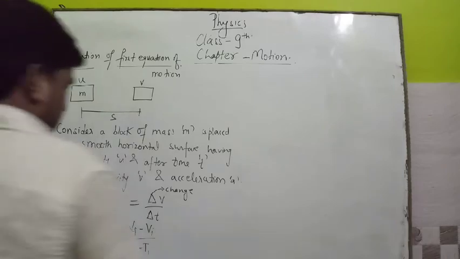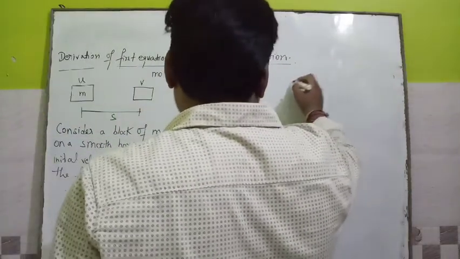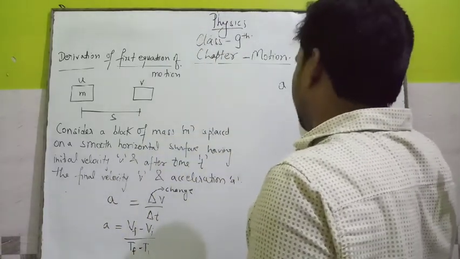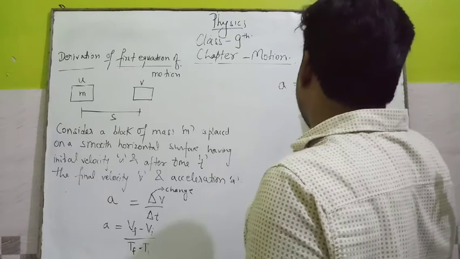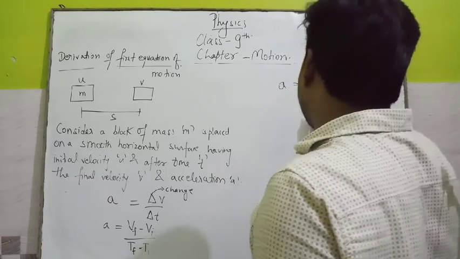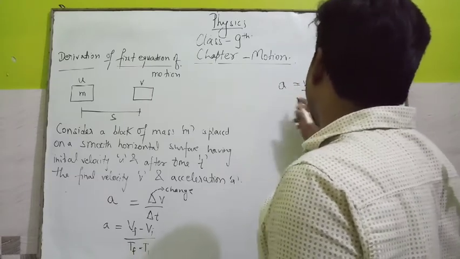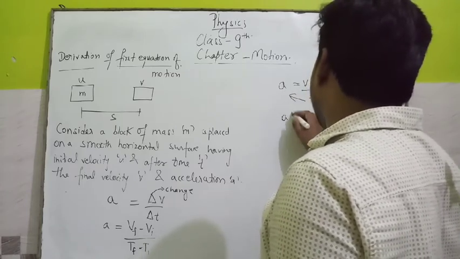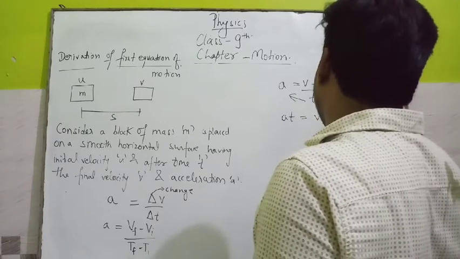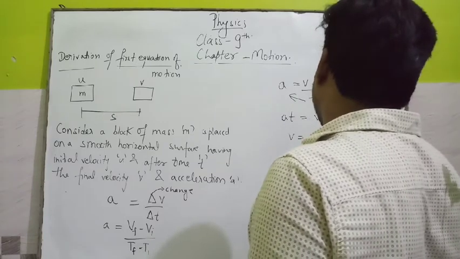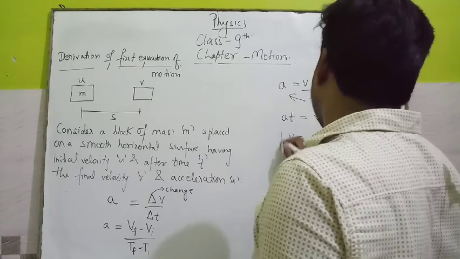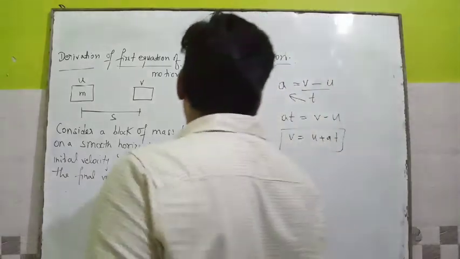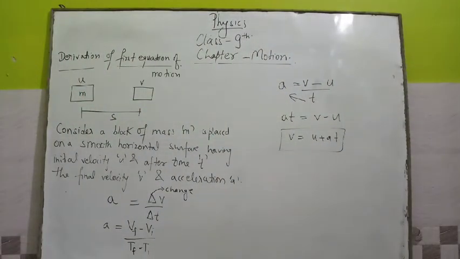Okay. Now after that we can write this: the final velocity is V and the initial velocity is U, upon T final minus T initial, which is equal to time. Now a is equal to V minus U upon t. Now cross multiplication: a into t is equal to V minus U. So V is equal to U plus at. This is your first equation of motion. Okay, this is very important. Note it.